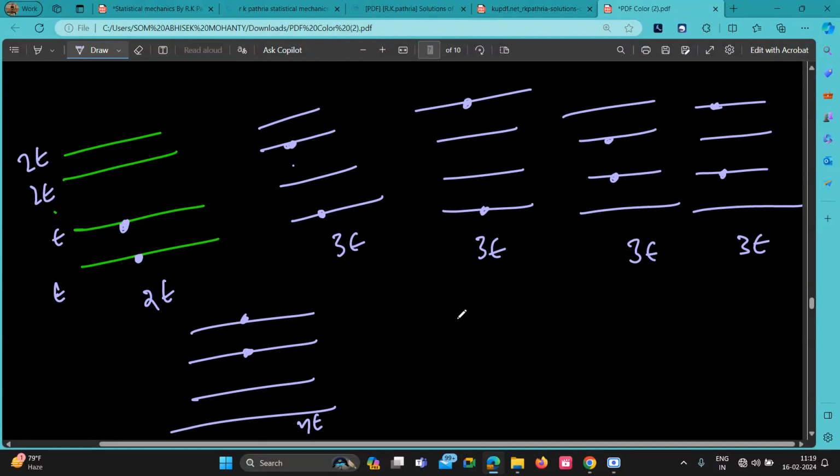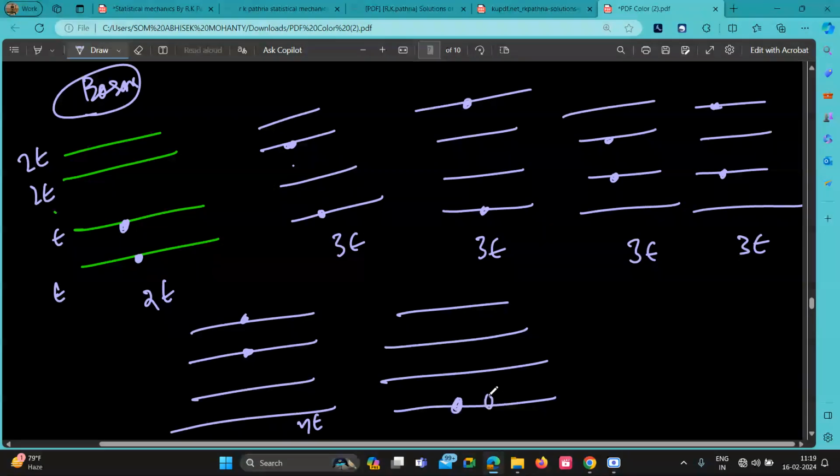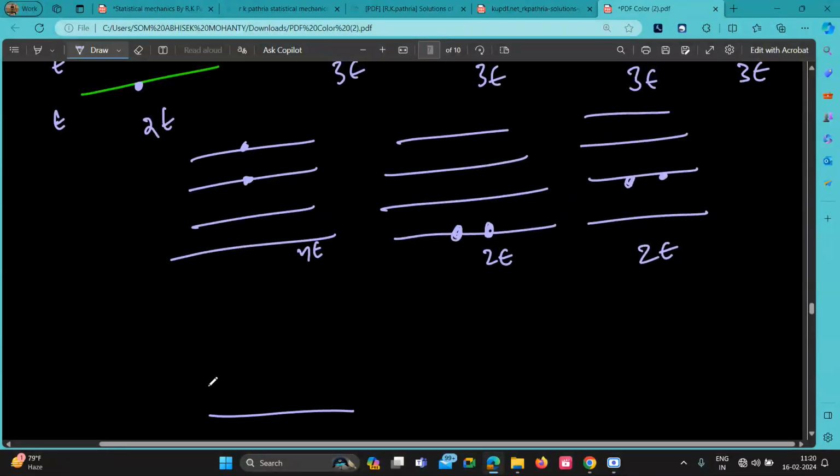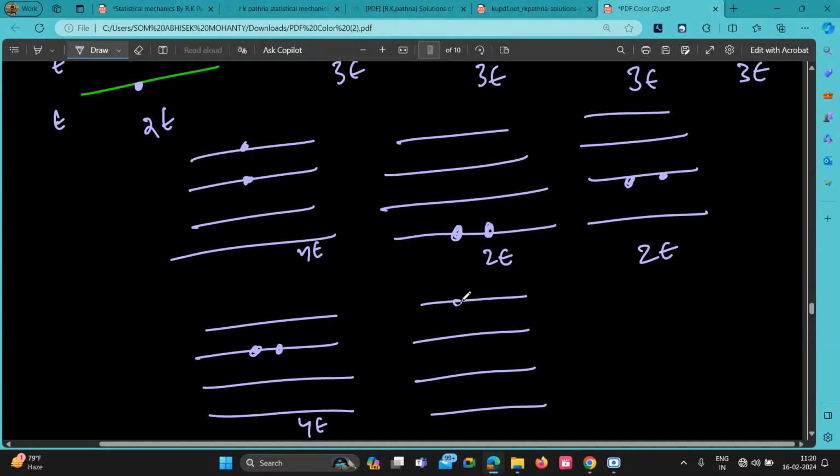Okay, yes. These are spin 0, so these are bosons. Bosons don't have restrictions; they can be together. This is 2 epsilon, my bad. Here, this is 2 epsilon. Here this is 4 epsilon, because this energy was 2 epsilon. This is also 4 epsilon.